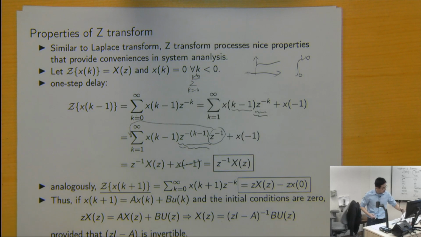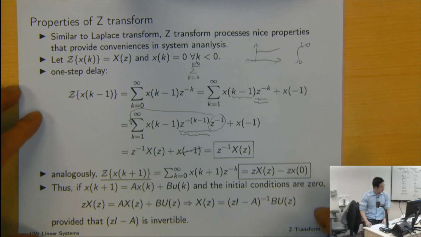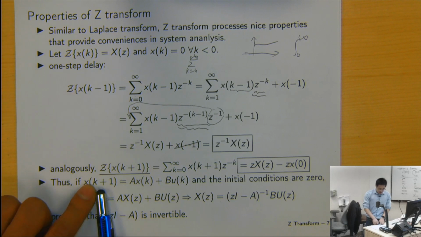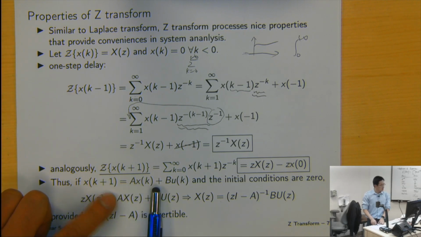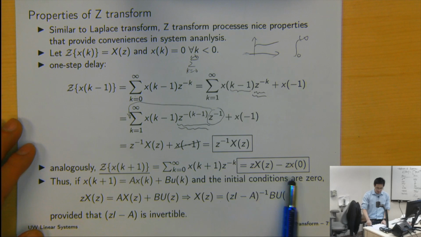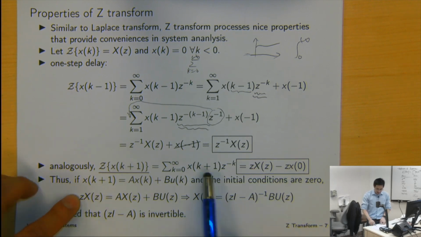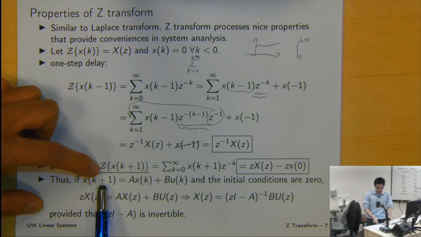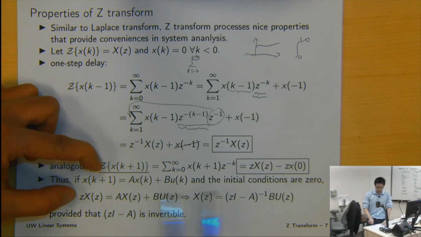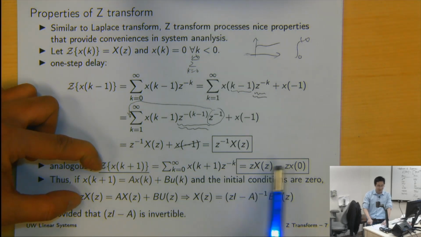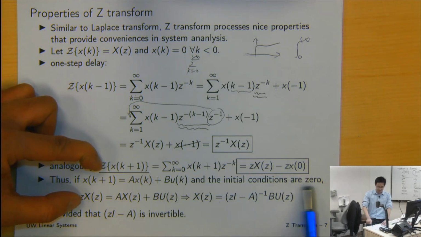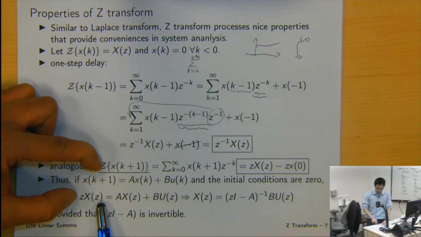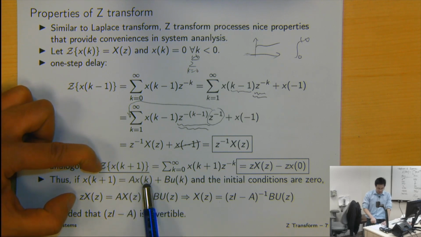When we have systems that look like this, x k plus 1 equal to A x k plus B u k, and we assume the initial conditions are 0, then I can use these formulas. The z transform of a one-step advanced signal is z times X of z, and then minus the initial condition. If it's initial condition 0, then it's 0. So on the right is just a standard z transform. X corresponding to capital X of z, u corresponding to capital U of z.